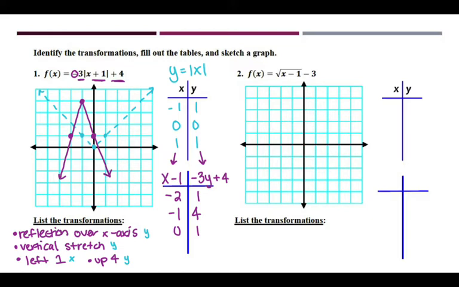I have moved to the left 1 and up 4. And I can also see that my points are further apart from each other vertically, because that is your vertical stretch. All right, number 2.